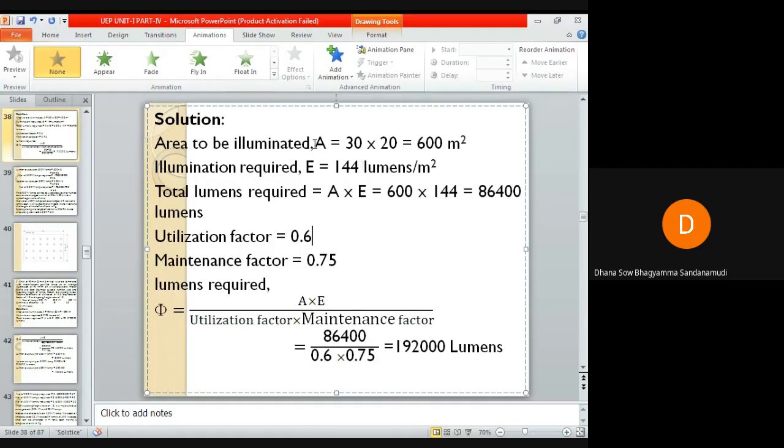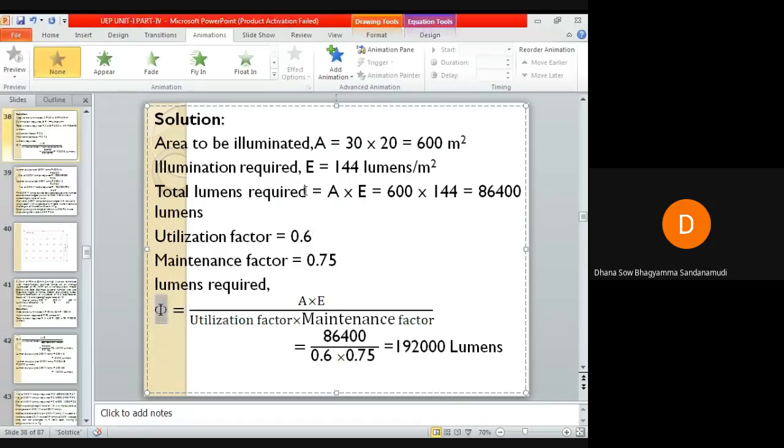I don't know. Okay, so area to be illuminated, A is equal to the length into breadth. So 30 into 20, you will get 600 meters square. Illumination required is given, E is equal to 144 lumens per meter square. So the total flux required for illumination is area into illumination, phi equal to. So this is the required phi.